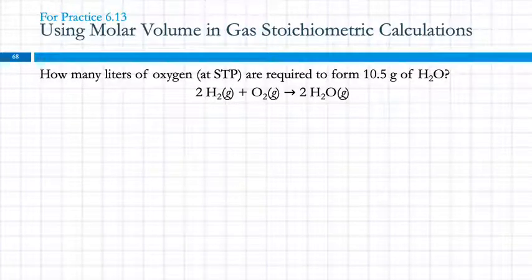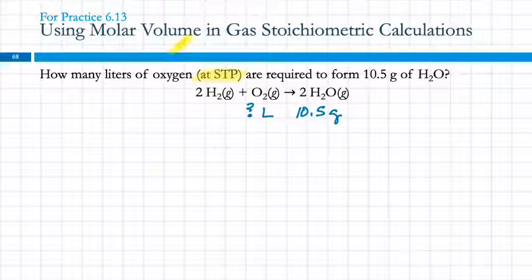82.3. So what if we've got at STP, let's do an example of that. How many liters of oxygen at STP are required to form 10.5 grams of water? So 10.5 grams of water, and the question is how many liters of oxygen? Question mark, liters. It says at STP.